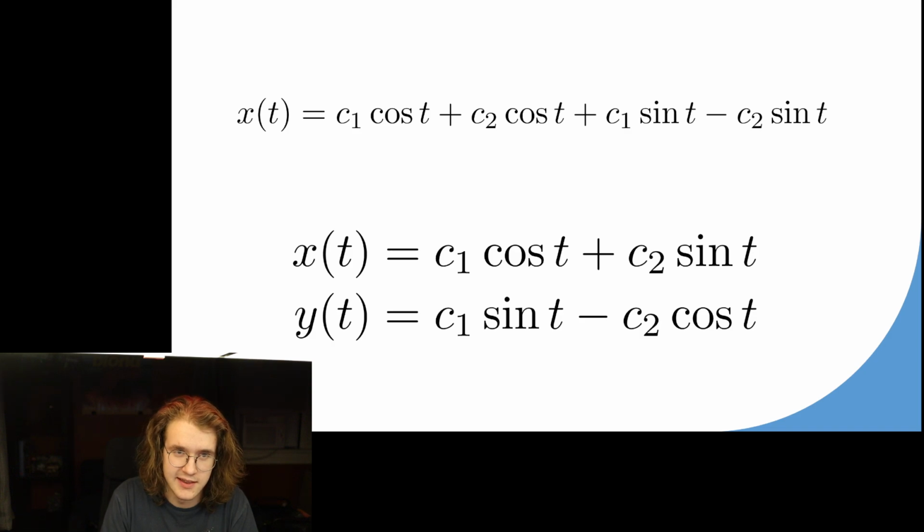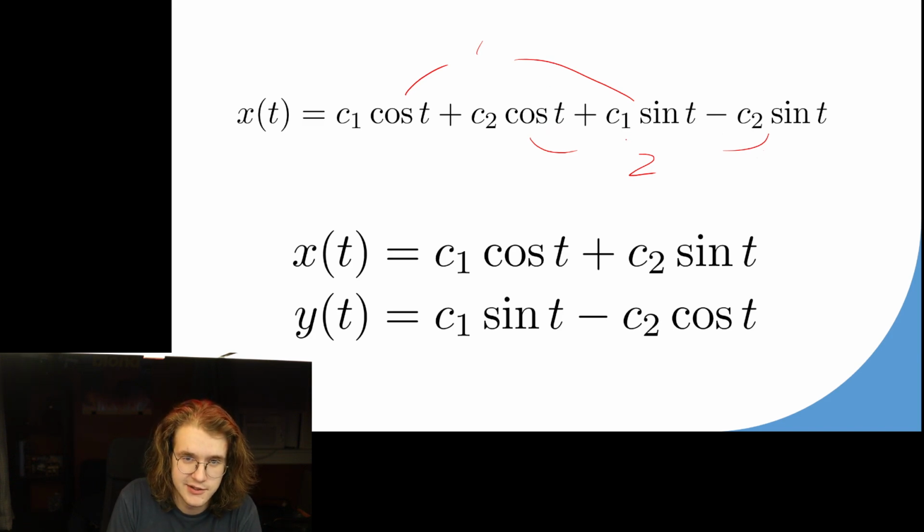We have these two are going to be one, and then these two are going to be the second solution. So those are our two solutions right there, and then we can just combine them to get this one solution for just x of t.